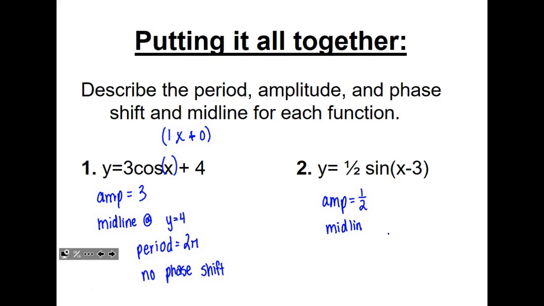What's that? It is not 3. Okay, the 3, that's on the inside of the parentheses, right? And the 3 is going to move it left or right. The midline is that line in the middle of the function. Moving it left or right doesn't really change anything about the midline, right? The only thing that changes it is moving it up or down.